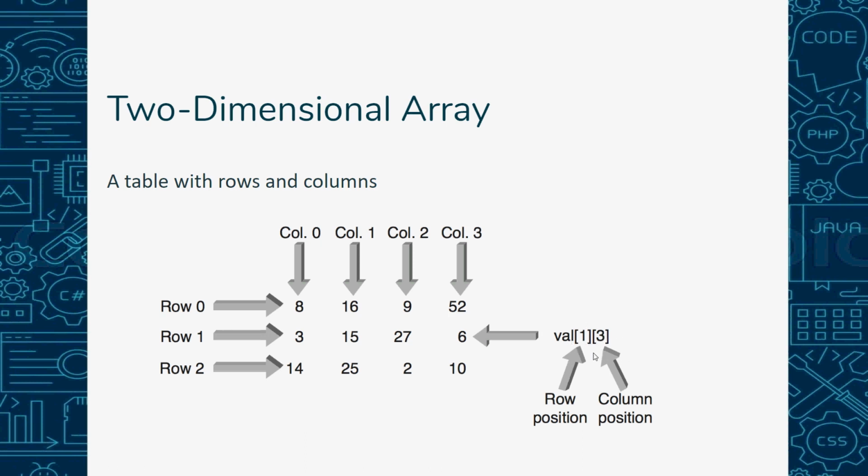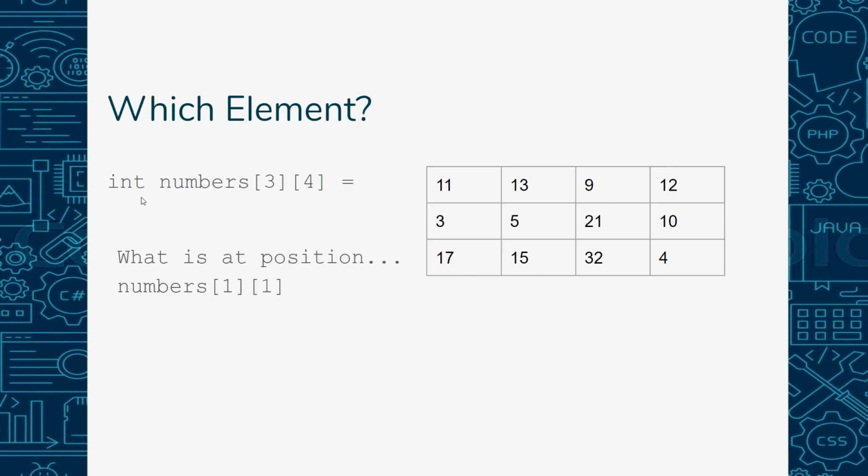So this particular value would be row 1, which is right here, and column 3, which is right here, would be the 6. So let's practice that. If I've got int numbers equal to 3, 4 is equal to these values, what is at position numbers 1, 1? I'm hoping you said 5 instead of 11 because remember we're starting at 0, so 5 is at position 1, 1.